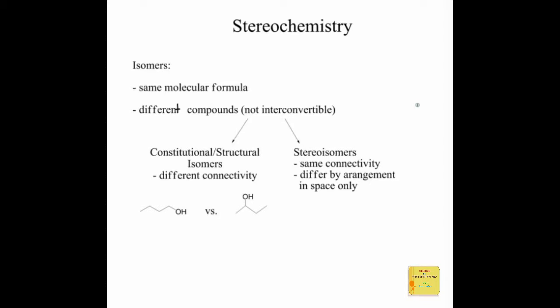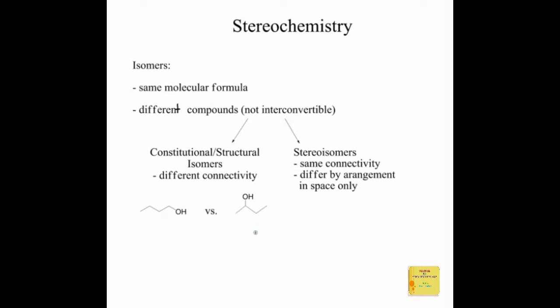Of course, they're different compounds because they're not interconvertible, and that's what makes them unique. Now, the original isomers we have are known as structural isomers or constitutional isomers. These are the ones with just different connectivity. So, for example, these 2 alcohols are unique compounds, but because they have the same number of carbons, hydrogens, oxygens, they are defined as isomers of one another.